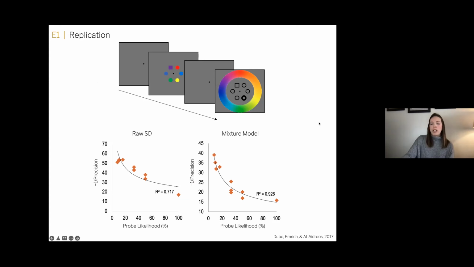So I will quickly point out that we did replicate this effect using a slightly adjusted design that allowed us to get more of those invalid trials, so that we could actually plot those invalid trials alongside those valid trials, which gives us a much broader range of probabilities. And even over this broad range of probabilities, we're still seeing that systematic increase in precision as items become more relevant.